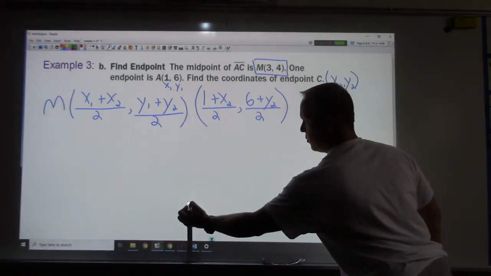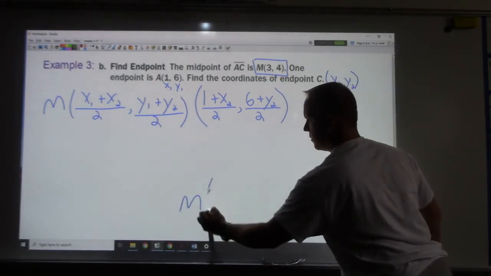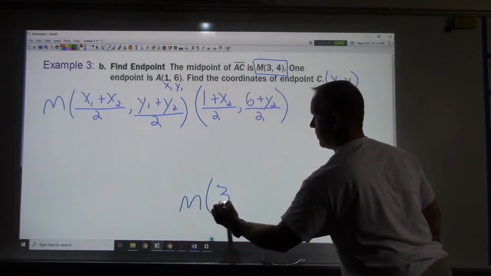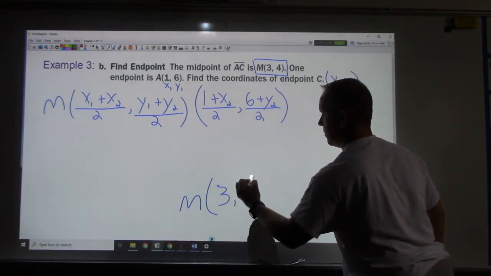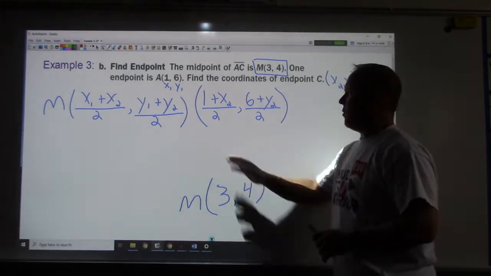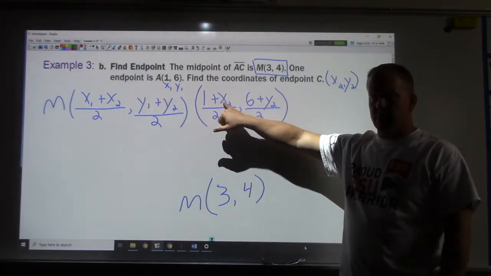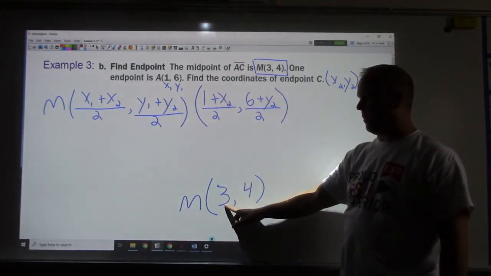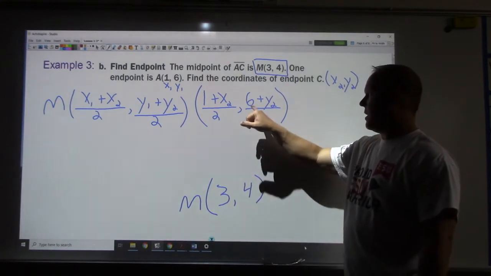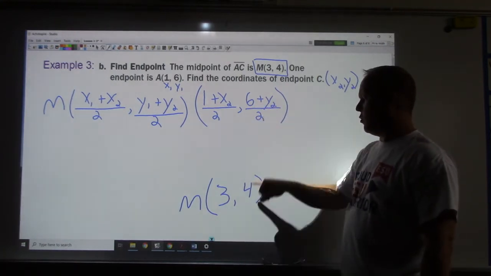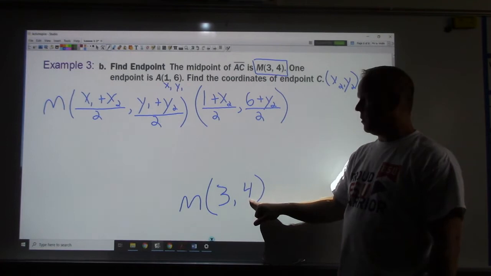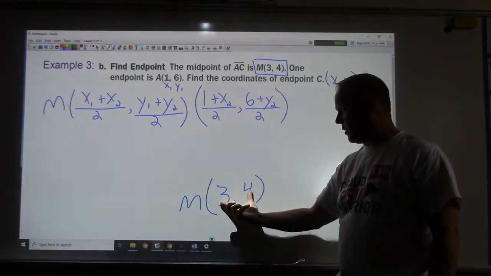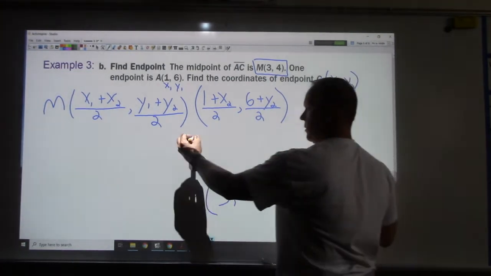So let's see if I put the midpoint down here. I know that when I take 1 plus some number and then divide it by 2, I should get to 3. And then 6 plus some number when divided by 2, I should get to 4. So I'm going to use that information to set up an algebra problem.